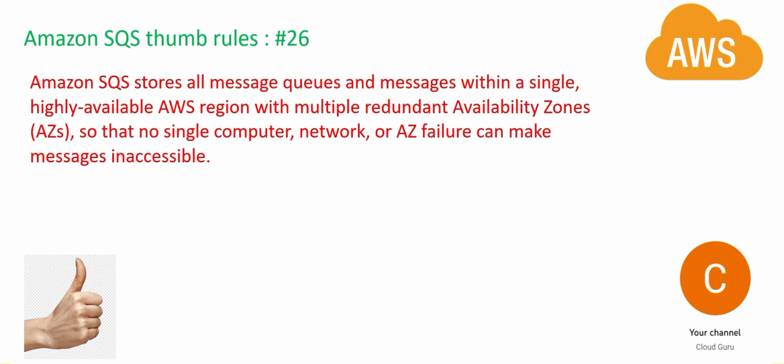So just like other services of AWS, this is also highly available. Within an AWS region, it maintains multiple redundancies across AZs. So if one AZ goes down, the other AZ will still be there. You know there are always at least 3 AZs, and if one goes down, the other will be there to support it. Even if there is a computer network failure or AZ failure, it can still manage it. So it is a highly available service.